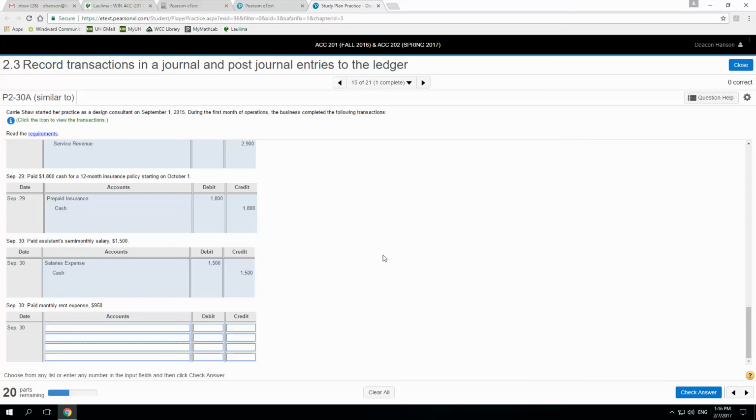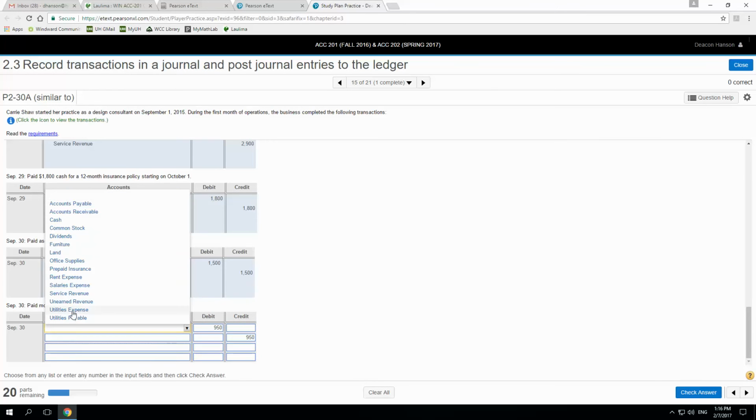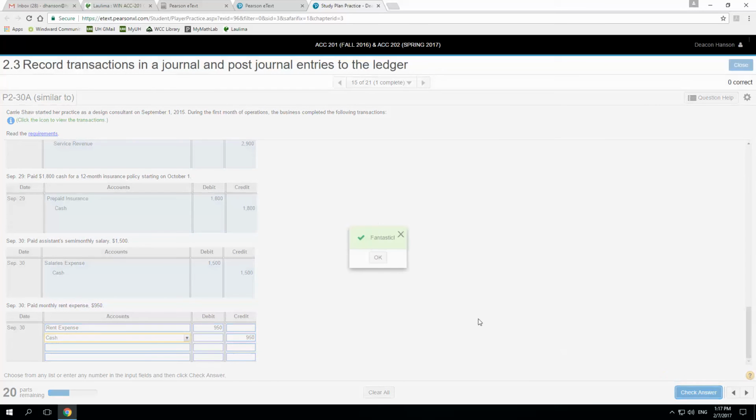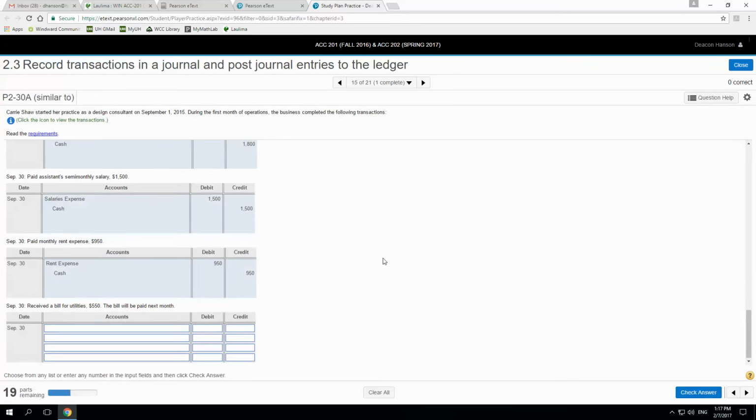Okay, paid monthly rent expenses. So that one is pretty similar to doing the salary expense. We're paying the rent on the date. We'll call it rent expense. Straight to rent expense. Okay.